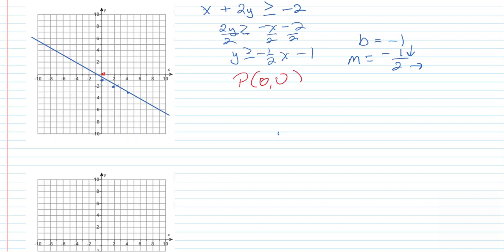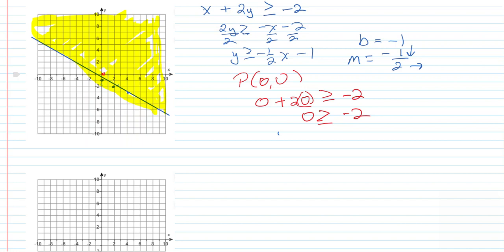So I'm going to go on the original. I'm going to put 0 plus 2 times 0 is greater than or equal to -2. 0, in fact, is greater than or equal to -2. It is greater. So we are saying our value of the inequality graph is shaded on top of the line. All right, it's on top of the line.